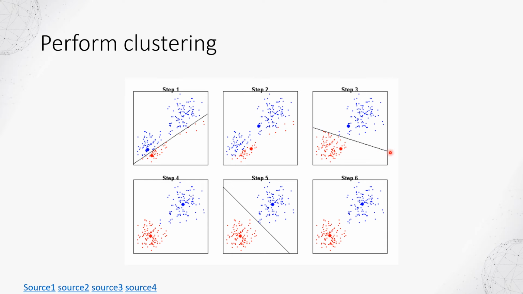reclassify the clusters. Same as before, we go through all of the points and find the closest centroid. As we can see here, the data on this side are closer to the blue centroid. So this section is the blue cluster. And the data below are closer to the red centroid. So this part is the red cluster.